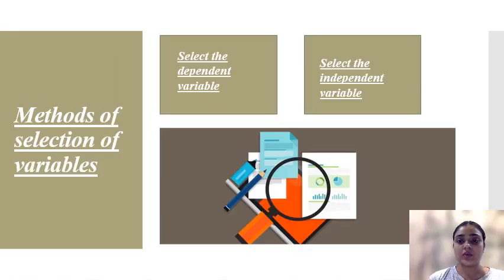Next slide is about the methods of selection of variables. For the selection of variables, the very first step is that the constant variable is chosen, which is also known as the dependent variable, which in that case is the intercept. In the second step, independent variables which are not impacted if there is a change in the dataset are chosen.